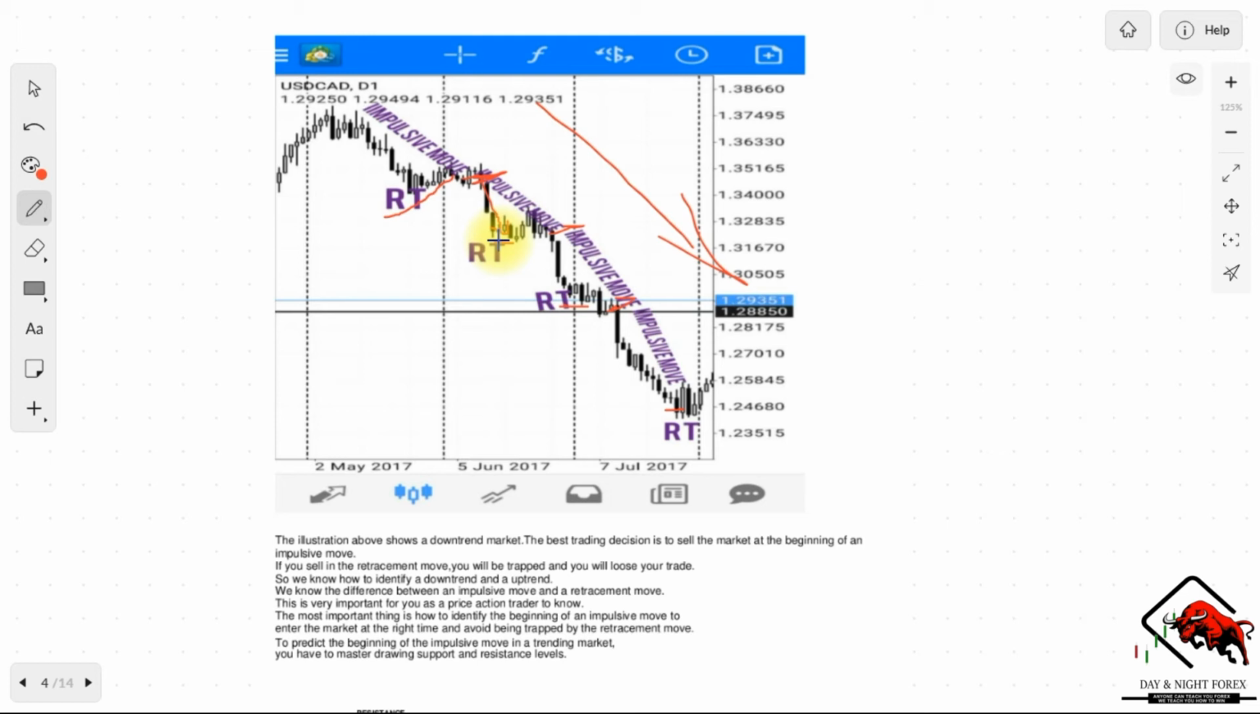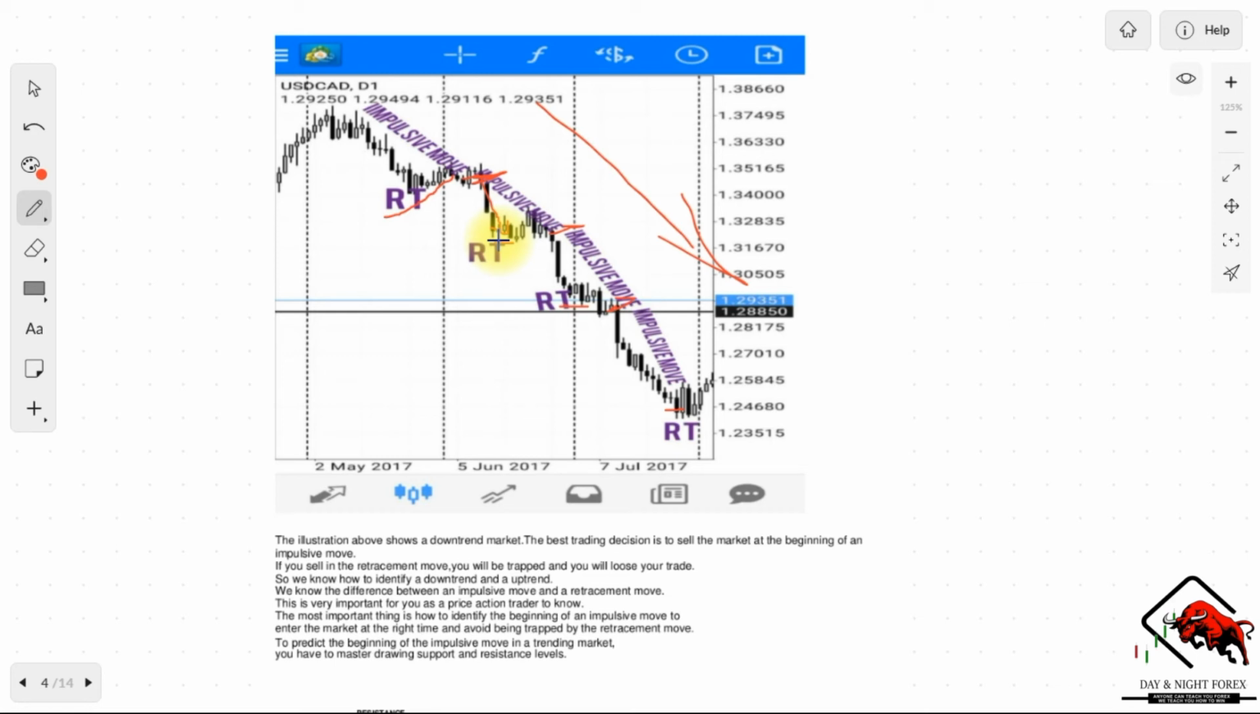To predict the beginning of an impulsive move in the trending market, you have to master drawing support and resistance levels. So that is basically what we're going to jump into right now. The support and resistance levels are very key for you to be able to understand the impulsive move and the beginning of retracements, and the end of those.